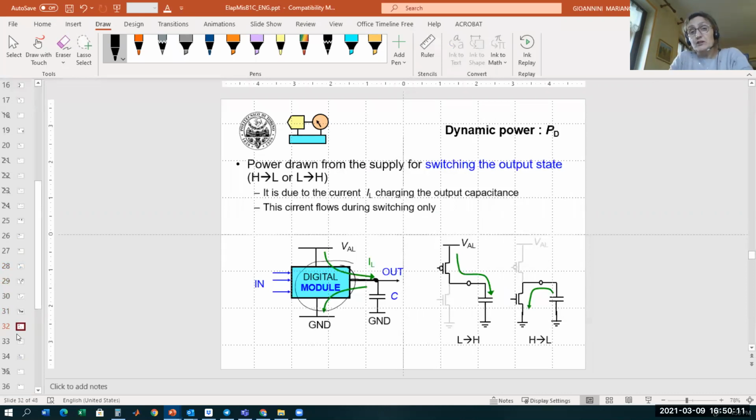What happens during the transient? The dynamic power consumption is defined as the power we need for switching the output. So it is the power that we consume during the transient. Is this power 0 during the transient? No. Why is this not 0?